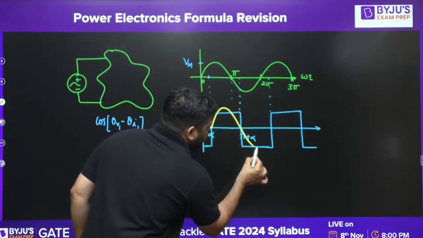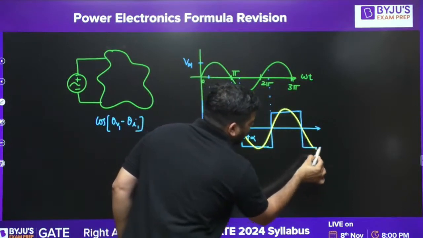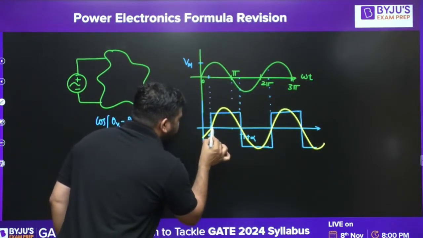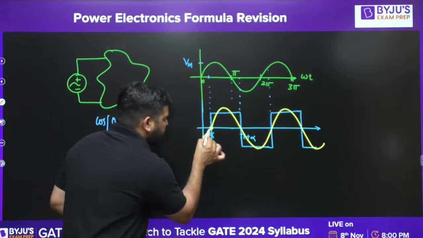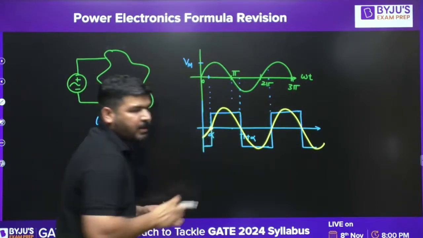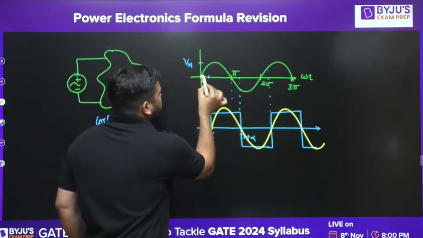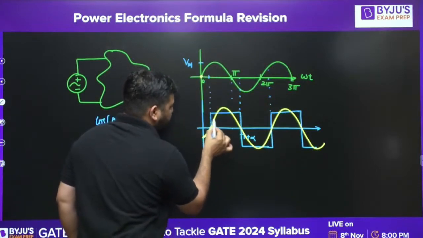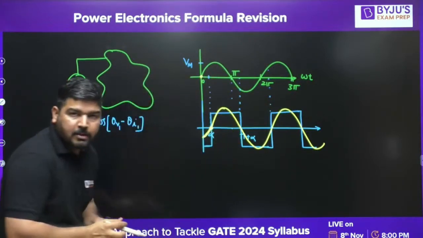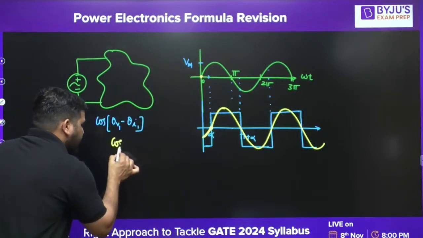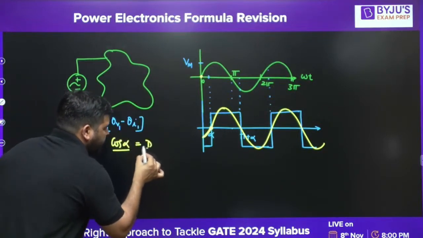you can see that the fundamental component of the current will be like this. The zero crossing of the fundamental component of the current will lag by alpha. The fundamental component of voltage is starting from 0, and the fundamental component of current is lagging by alpha. So you can say that the displacement power factor is cos alpha. This is my displacement power factor.